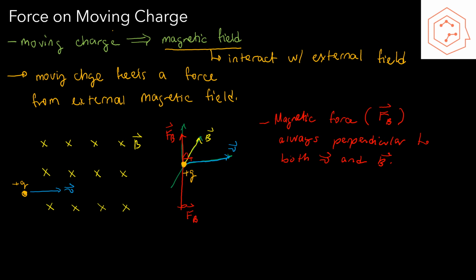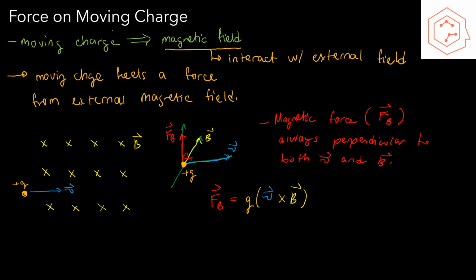And the actual direction, up or down, depends on the charge. So if it's a positive charge, it's going to be in one direction. If it's a negative charge, it's going to be in the opposite direction. So it turns out for this example, the magnetic force is going to be upwards. And the way we can write this mathematically is that F is equal to the charge, so in this case that's Q, multiplied by the vector for the velocity crossed by the vector for the magnetic field.